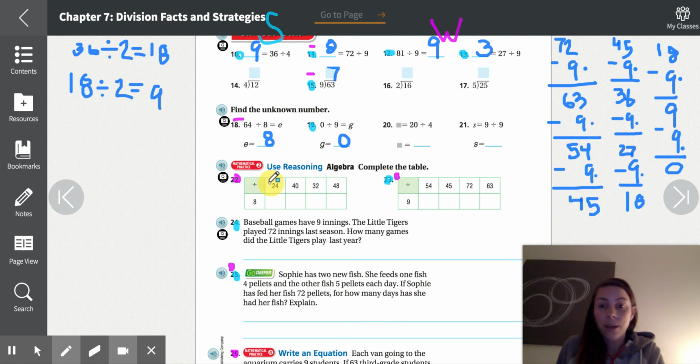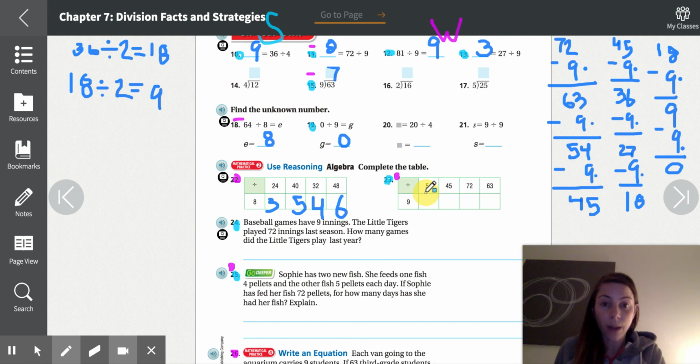All right, Windy Cities, you had to divide by 8 in this one. 24 divided by 8 should have been 3. 40 divided by 8 should have been 5. 32 divided by 8 is 4. 48 divided by 8 is 6. They're just getting you to practice those division facts over and over. Now, both of you, Windy Cities and Second Cities, had to do this one where you were dividing by 9.